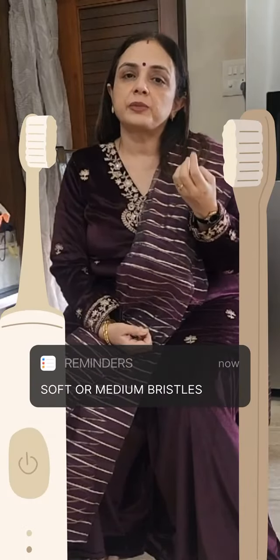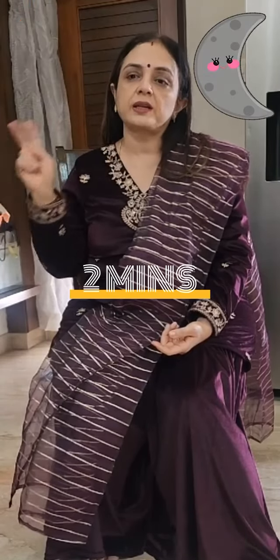Now, brush has to be a soft or a medium bristle brush, and the motion of brushing is circular. It should be circular. Brushing is a technique which has to be followed 2 minutes in the morning, 2 minutes in the night, twice in a day. That's enough. 2 times a day is more than enough. But the brushing technique is very important.